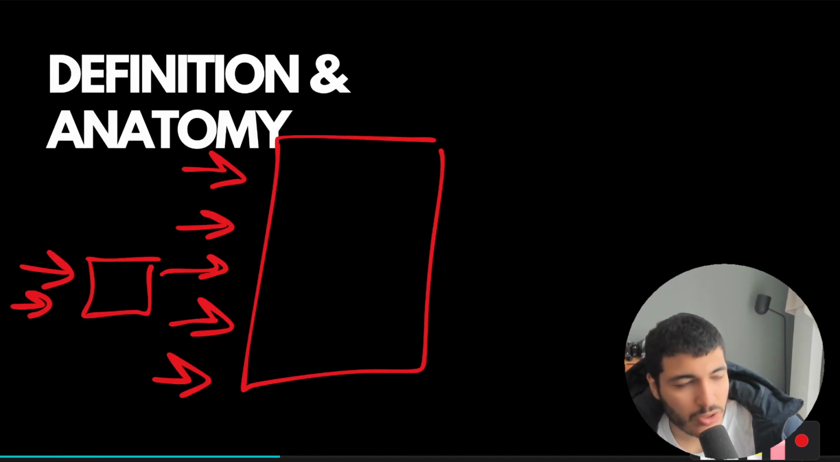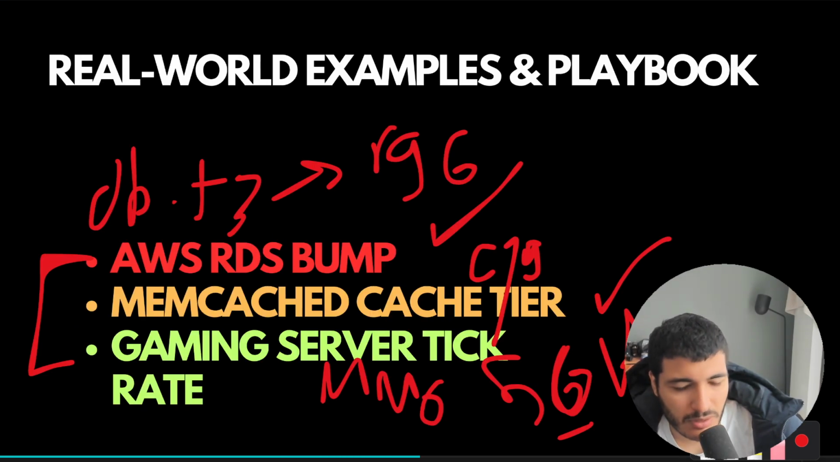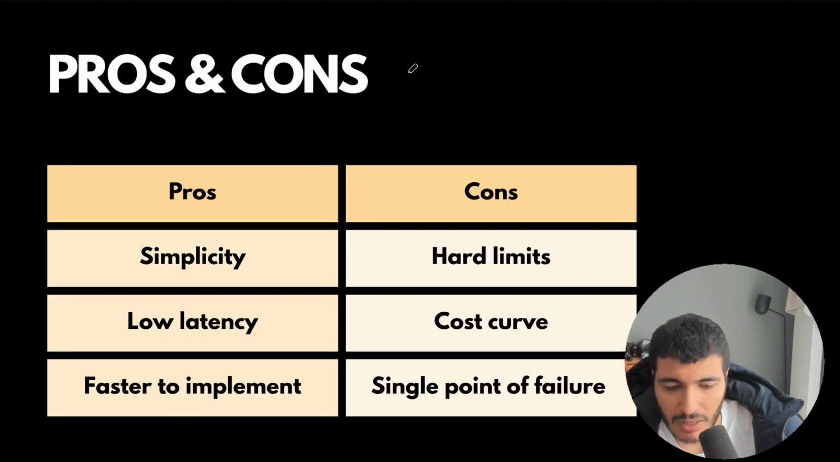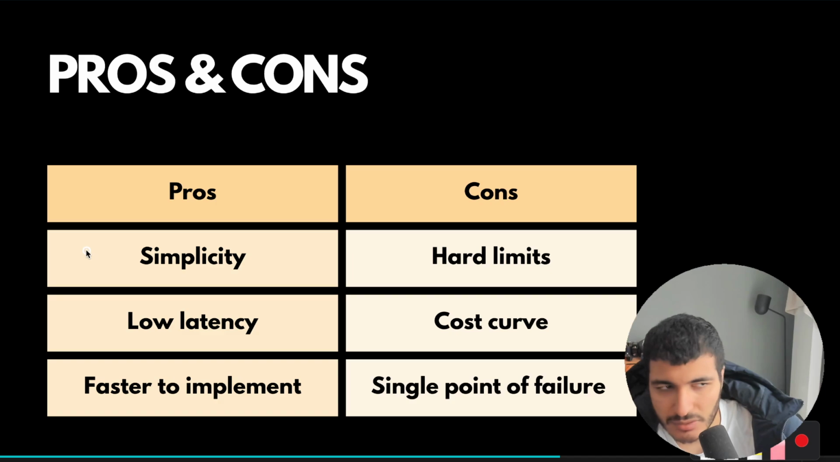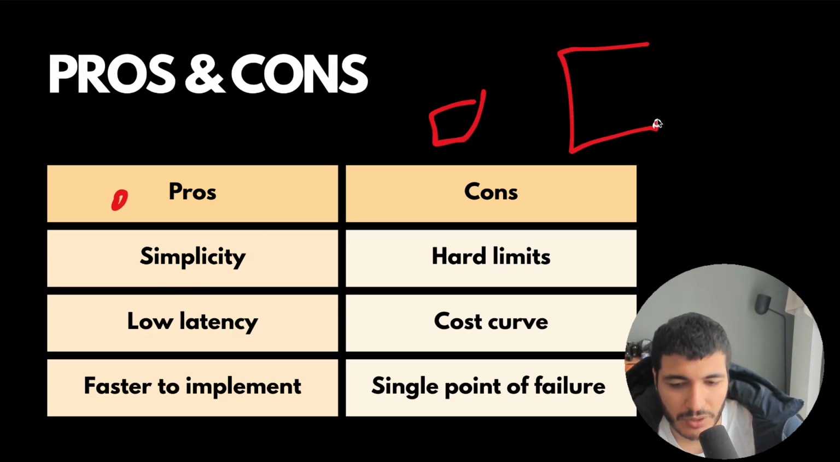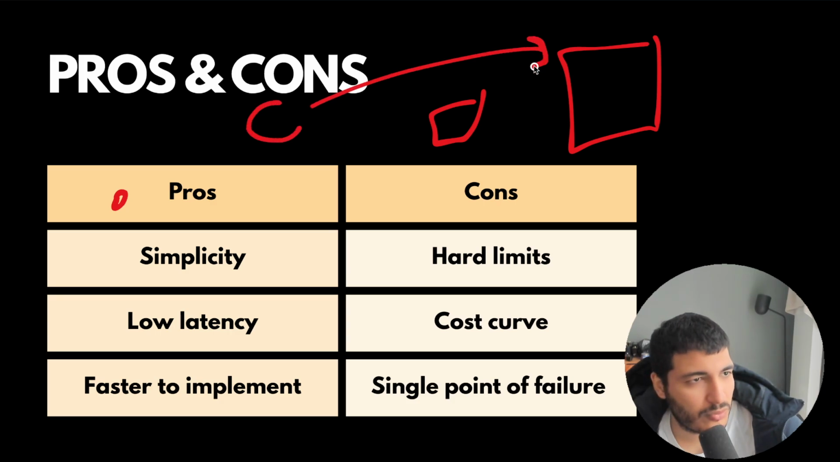Since we talked about the definition and some real world examples, we need to talk about the pros and cons. The first pro is that it's simple, really simple. Next, it has low latency. Since we have one machine and we upgrade it to make it bigger, the client will still send requests to this machine, no problem whatsoever.